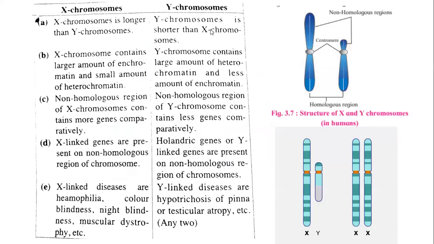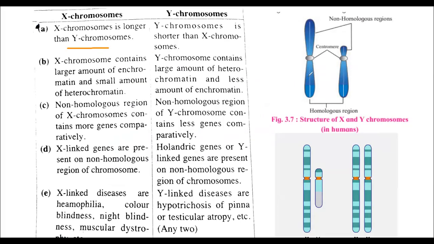Let's now go to the last part, that is the X and Y chromosome. Autosomes are all the same. 1 to 22 are the autosomes, and then you have one pair of sex chromosomes. One pair means two, so one is X and one is Y. As you can see in the picture, X is longer than Y, and Y is shorter than X.